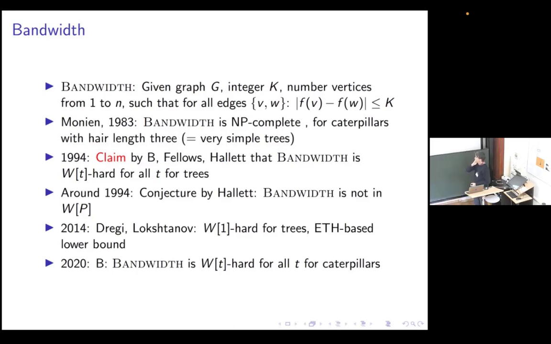And I forgot, and then people reminded me. Mike came to me: Hans, you should write down this proof, you promised this to me. And then in 2014, Daniel Lokshtanov and Regi wrote down actually that it's W1-hard for trees, and they gave a very nice ETH-based lower bound. But then I was basically locked up in my attic in the summer of 2020 for obvious reasons, and I finally used this time to write down this proof.